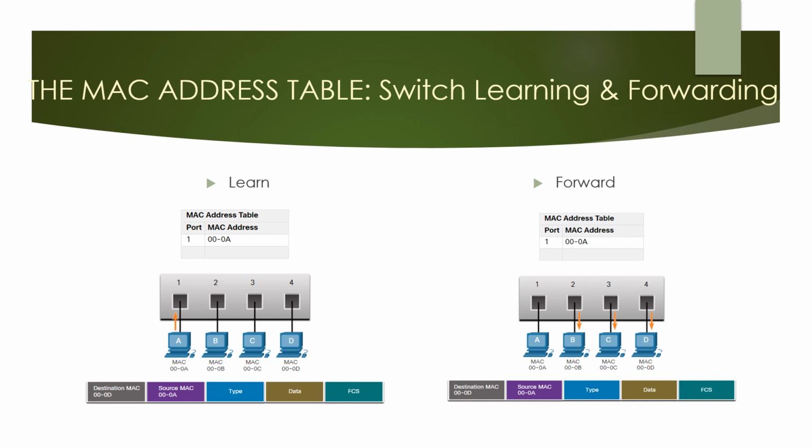By referring to the figure, the switch does not have the destination MAC address for PCD in its table. So it will send the frame out all ports except port 1. And if the destination MAC address is a broadcast or multicast, the frame is also flooded out all ports except the incoming port.